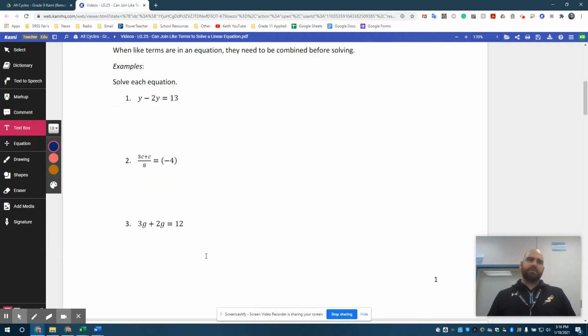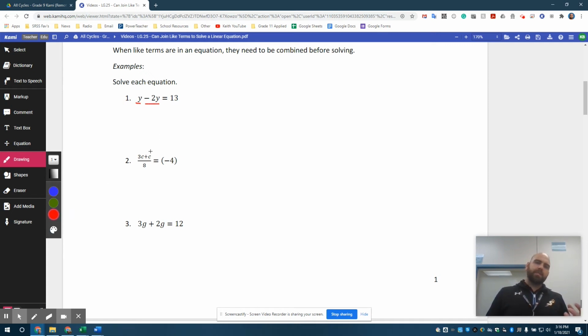Let's do a few examples here, and I have a number because I want to show you a few different things that you might see. But let's try solving these examples. So first things first, if we see that we have like terms on one side, on either the left or the right-hand side of our equation, we need to combine them first. So in this case here, we have the like terms y and negative 2y. And so we need to combine these before we can do anything else.